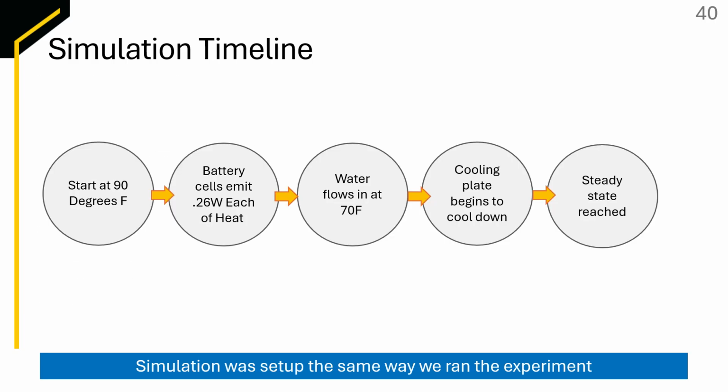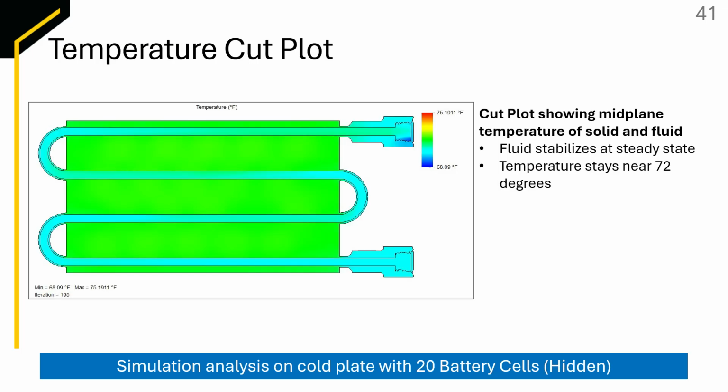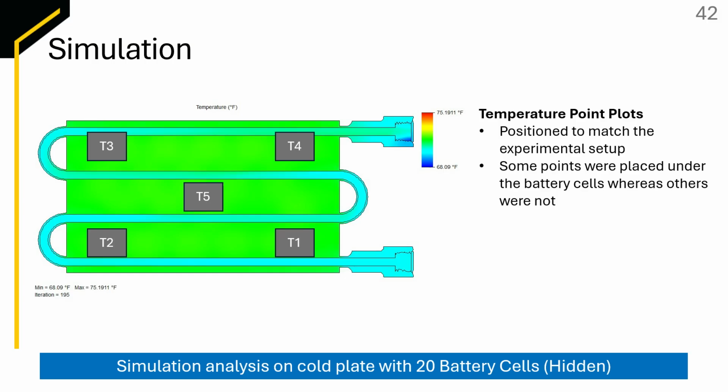The simulation began at 90 degrees, in which, during the beginning, each cell emits 0.26 watts of heat. The water immediately begins to flow in at 70 degrees, which was on par with our experiment, and the cooling plate began to cool down until steady state was reached. The following is a temperature cut plot in which the fluid stabilizes after it hits steady state at around 72 degrees. The simulation was modeled after our experiment, and our thermocouples and point parameters were matched to around the same positioning in both the experiment and the simulation.